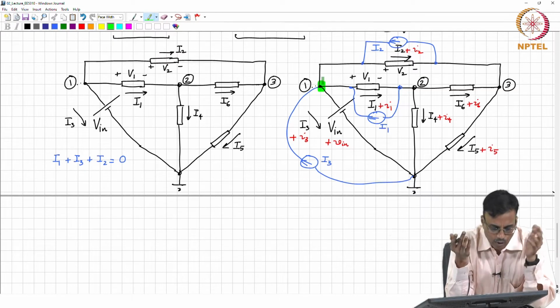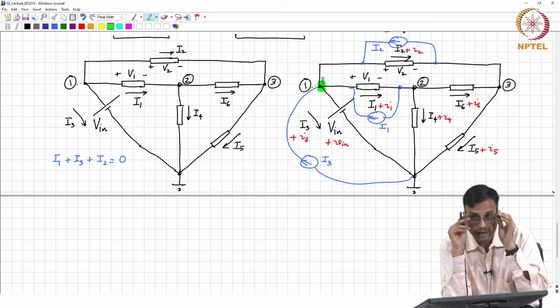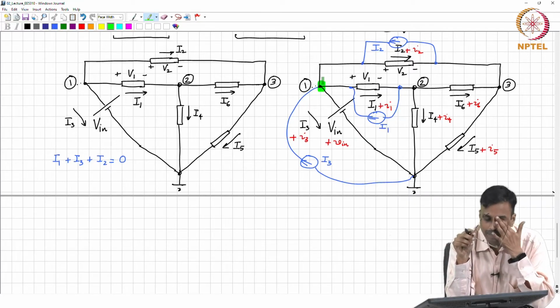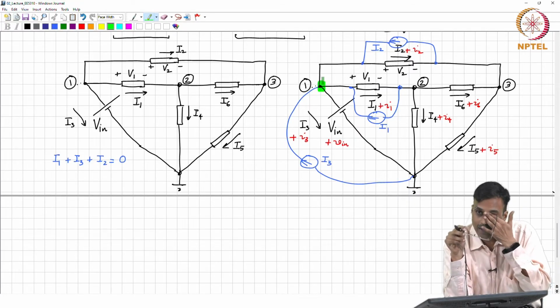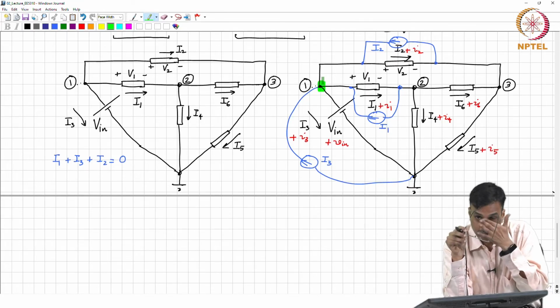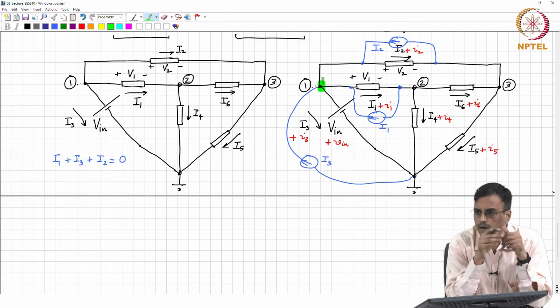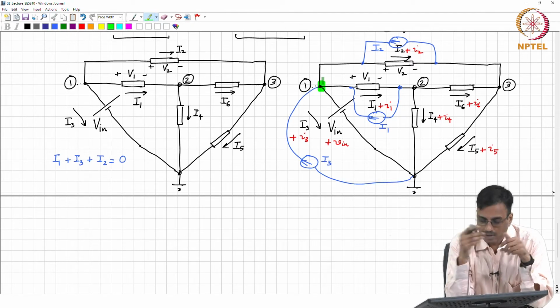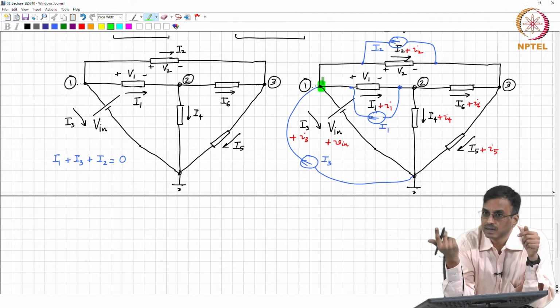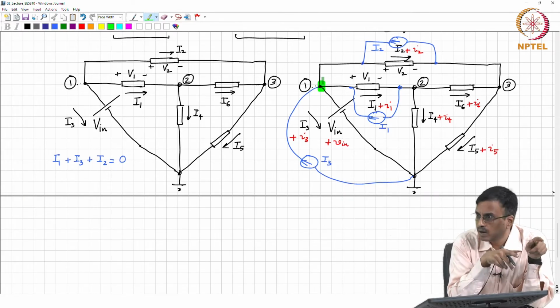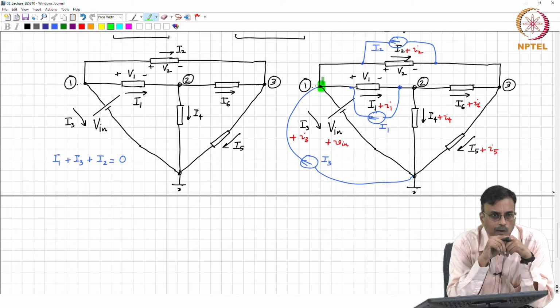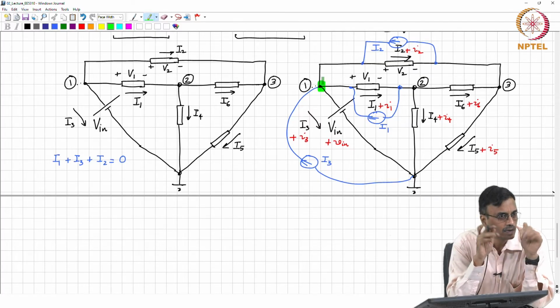And how did I get that 0 current? I mean, how are these I1, I2 and I3 currents derived? Are they arbitrary? They are the currents in the original network, which all satisfy Kirchhoff's current law. Does it make sense, folks?